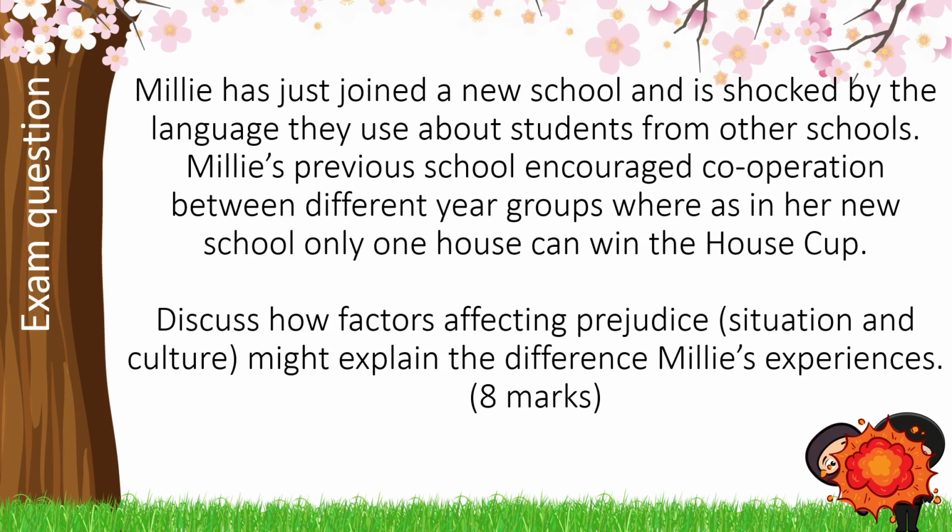Okay, so let's have a look at this in relation to an exam question. We always want to be really careful that we know what the command word is, and in this case it's discuss. With a discuss question, we're explaining and applying using lots and lots of examples. We don't need to give any evaluation here. What we need to be doing is linking our factors affecting prejudice to Millie's experience, specifically situation and culture. We need to bear in mind that we're talking about a school and students, house cup versus year groups, in order to tailor our examples accordingly.